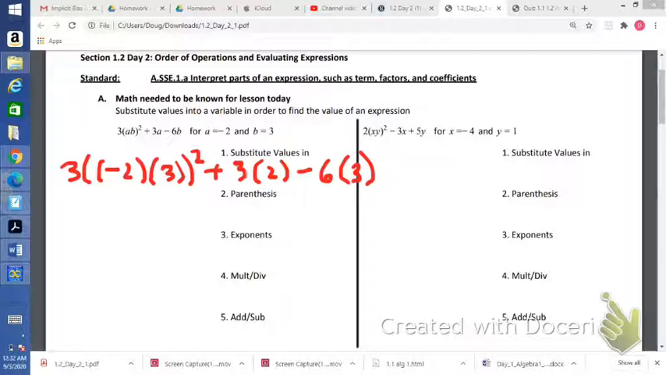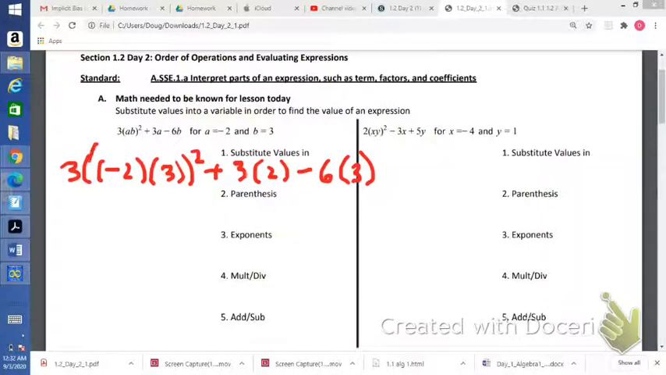Okay, the first step is to substitute values into the expression. Notice that when I substitute a -2 in for A, I make sure to put it in parentheses. We always want to do that. Alright, the next step is to do what's inside of the parentheses.